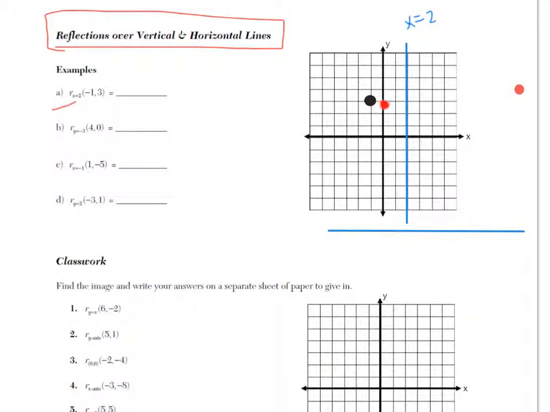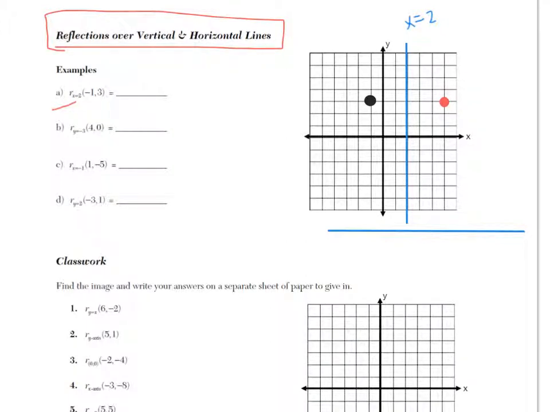So it is 1, 2, 3 away from the line of reflection. It's on the left-hand side, so I'll reflect to the right. 1, 2, 3. That means I'm going to take my point and drop it right there. Now let's check it out. Is it exactly 3 away? Yep, 1, 2, 3 away.